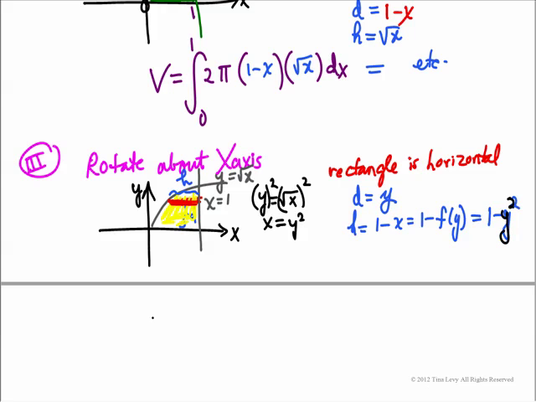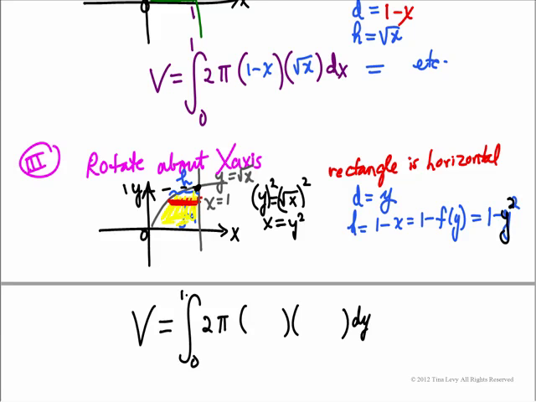So now I'm ready to put the volume. The volume is 2 pi times the distance from the axis of rotation times the length of the rectangle. And because this was a horizontal rectangle, it was dy. And that was from 0 to this point up here, which was 1. Putting in, d was y, and this was 1 minus y squared for the height of the rectangle. And I know you can finish that.